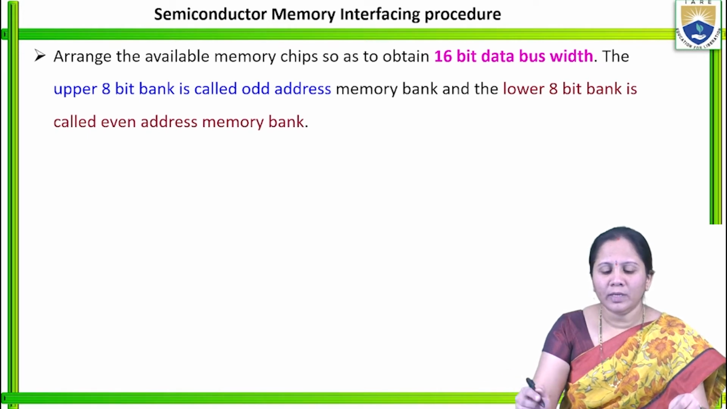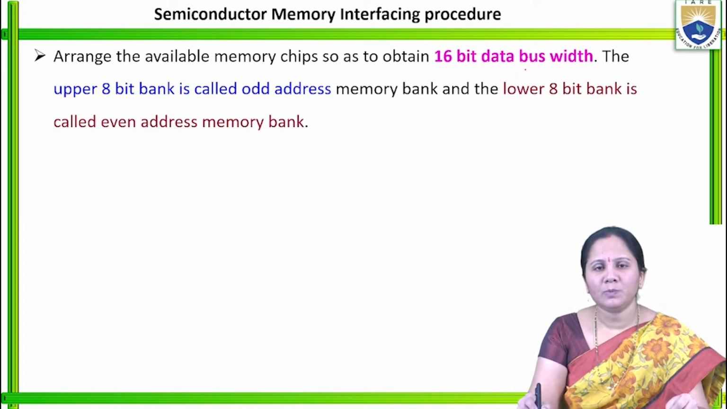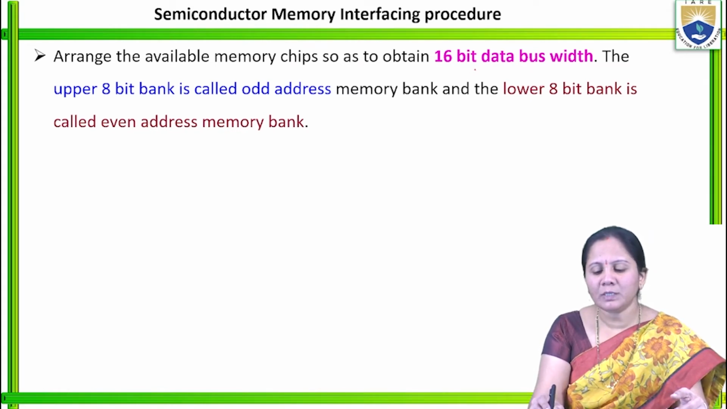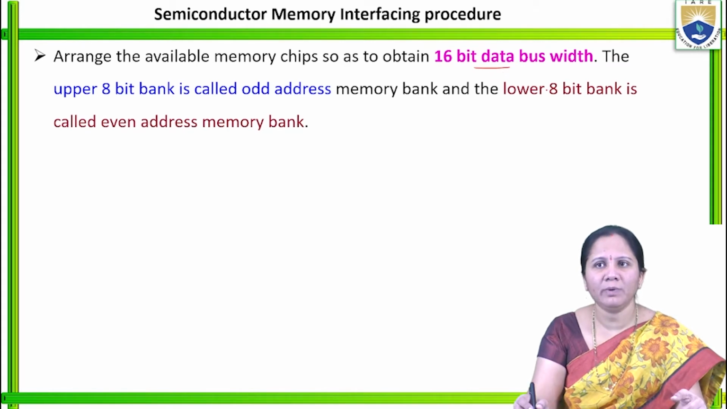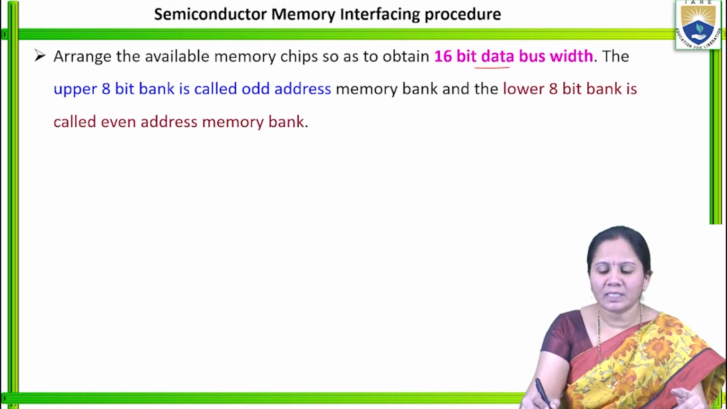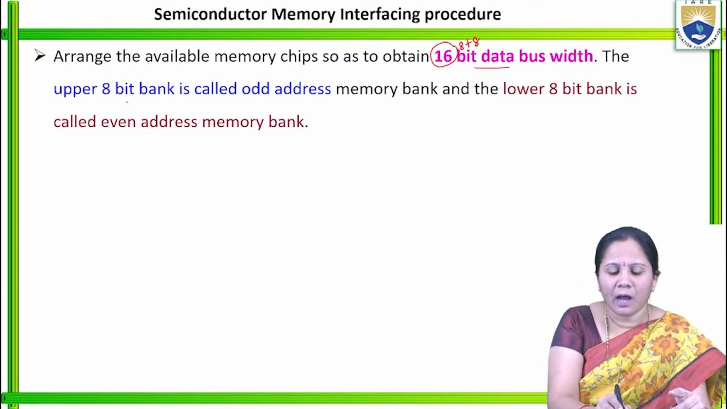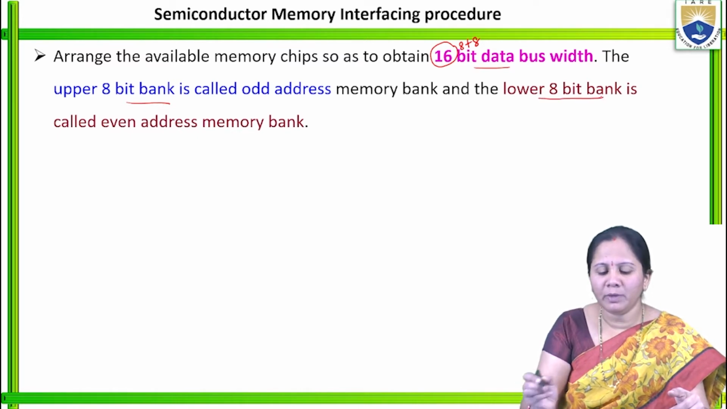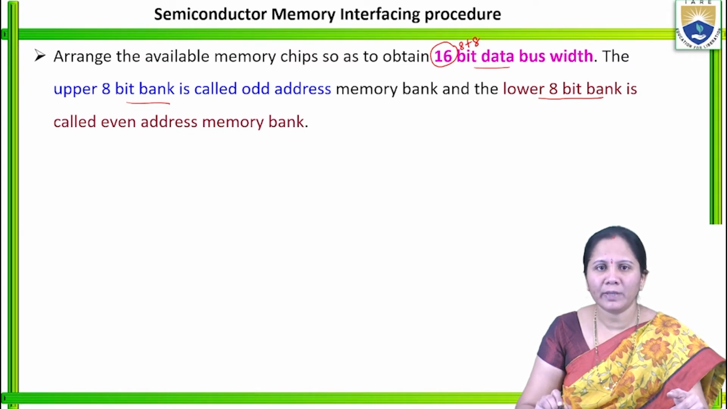Now, as we know, the 8086 microprocessor consists of 16 data lines and 20 address lines. How can all these things be arranged? If we consider the memory chips, they have to access this 16-bit data bus. So this 16 bits will be divided into 8 plus 8. Here the upper 8-bit bank is called the odd address memory bank, whereas the lower 8-bit bank will be called the even address memory bank.